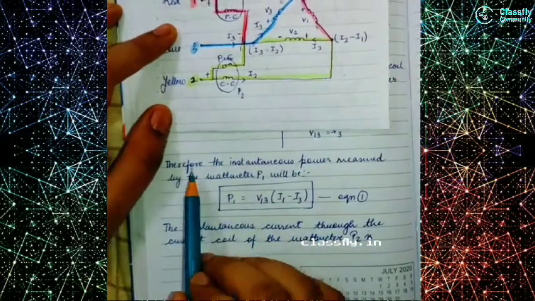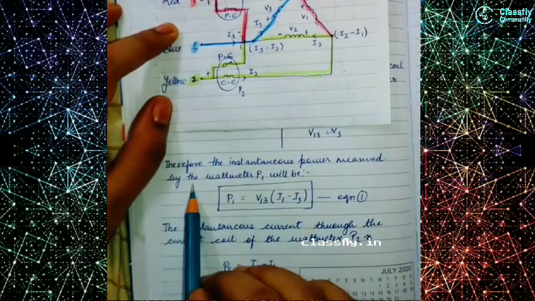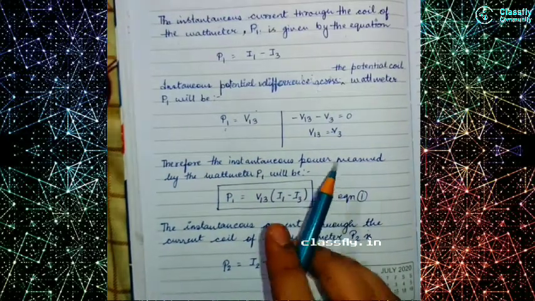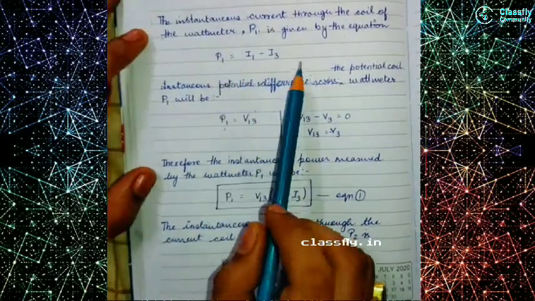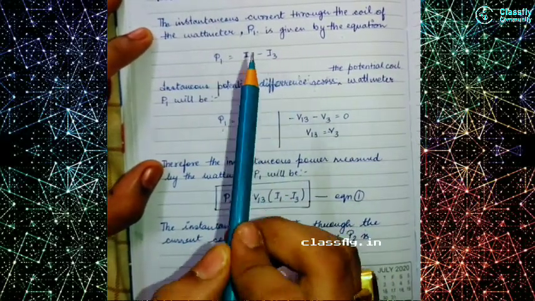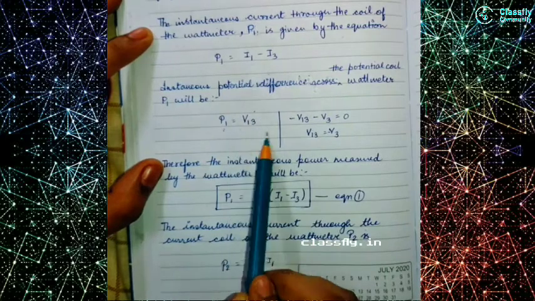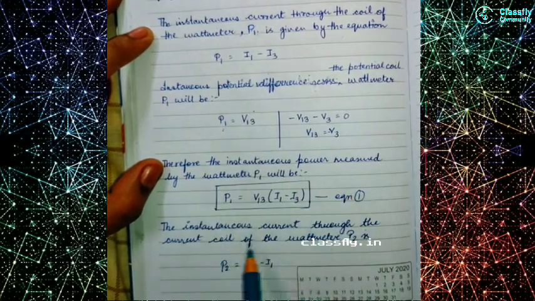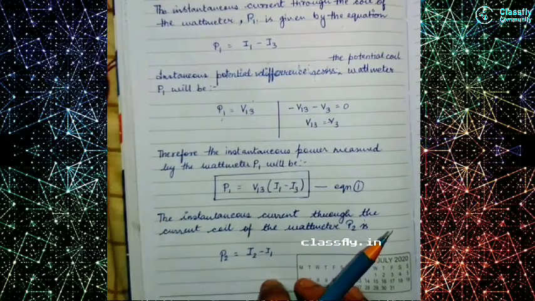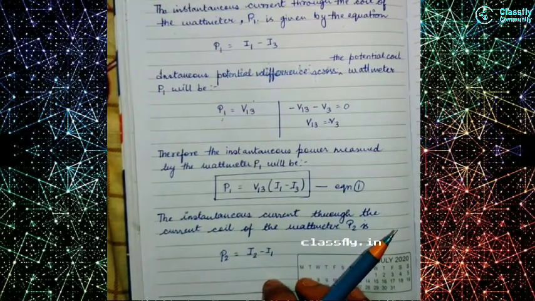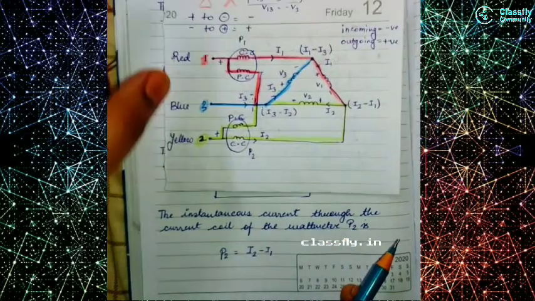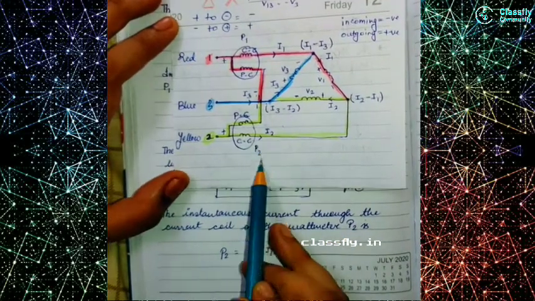Next it says that therefore the instantaneous power measured by the wattmeter P1 will be: the first representation is I1 minus I3, so I1 minus I3 into your voltage. So you will get your equation 1 for the wattmeter P1. Now we will see the instantaneous current through the current coil of the wattmeter P2. So this is your P2, right?